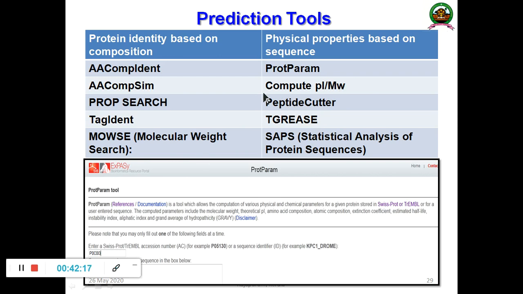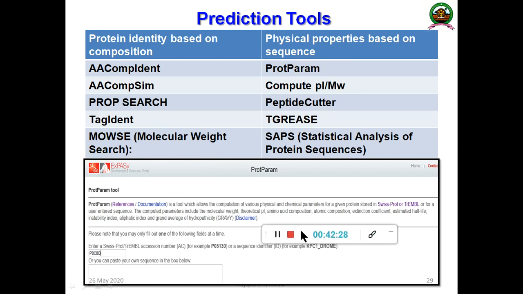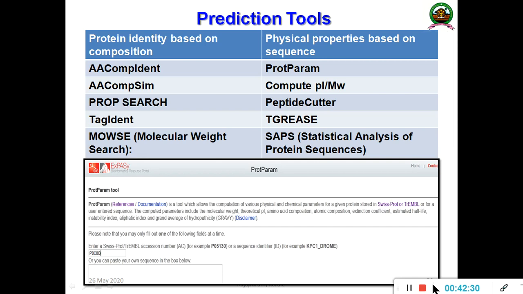So I will tell you one simple example, the ProtParam tool. This is the home page of ProtParam. If you open the ExPASy server, you will be able to see ProtParam, and here you can see there is a box where you can paste the sequence into the particular form. And in what format will you paste it? There are databases like GenBank, DDBJ, EMBL, UniProt.